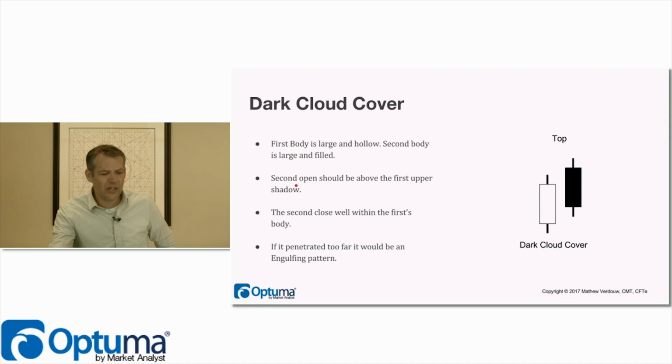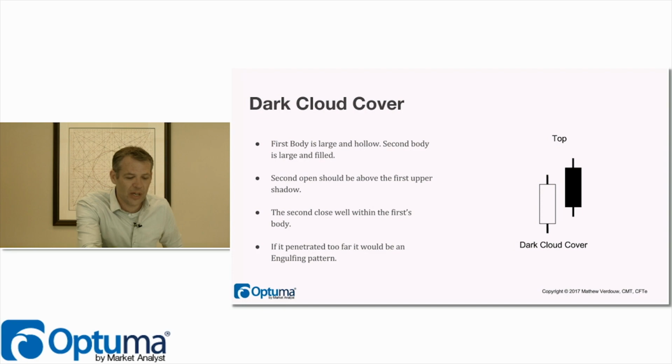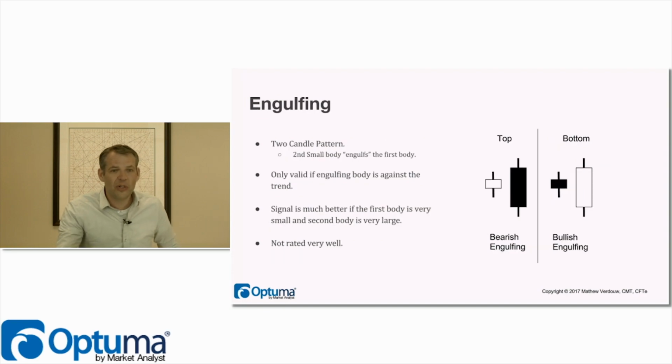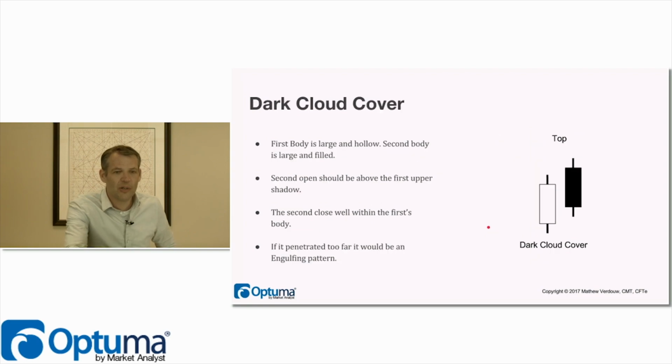It's got to be well within. If it went too far, it would be an engulfing pattern like we had before. So, before we had this one here where we closed, we opened, but then it kept going past. So we're not talking about an engulfing. This one's a dark cloud cover, and it stops inside the body of the previous candle.